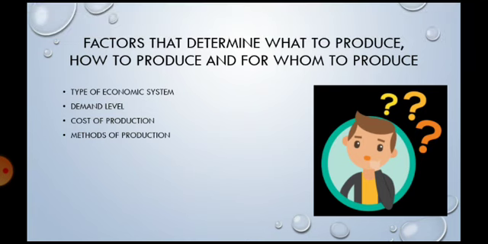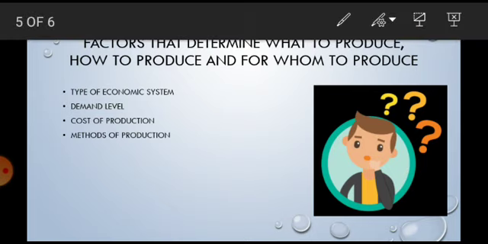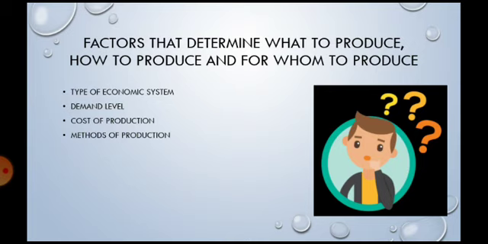Another point we'll be considering is method of production. This has to do with techniques to be used in the production of goods and services. There are various methods of production. A firm can decide whether to use capital or labor-intensive method. Labor-intensive method is appropriate where labor is cheap, and capital-intensive where the capital is cheap.